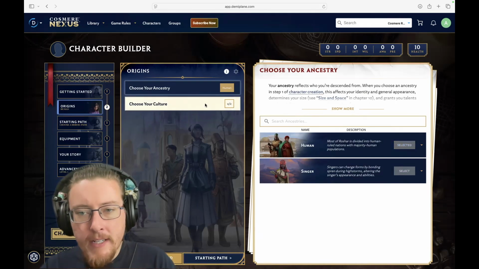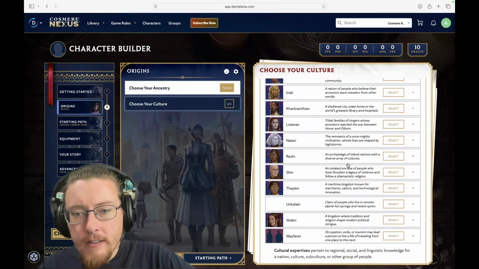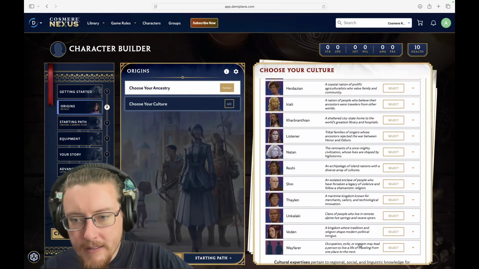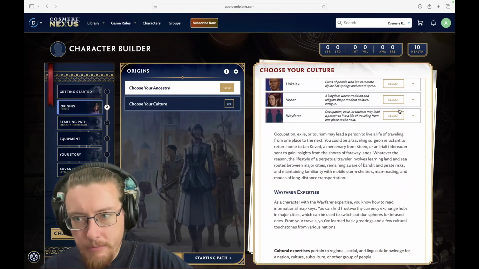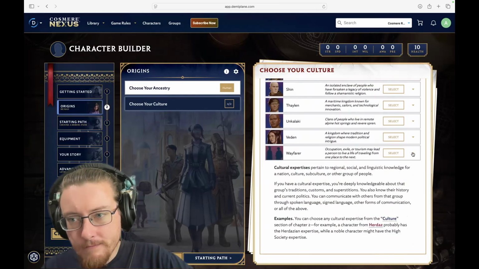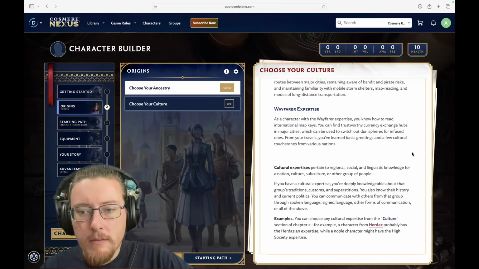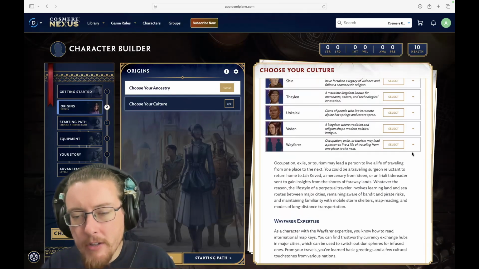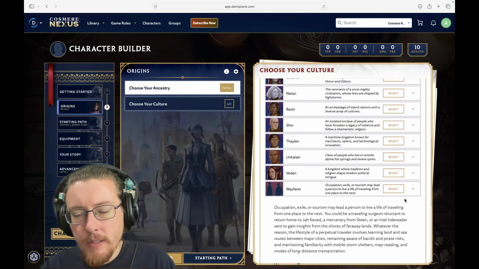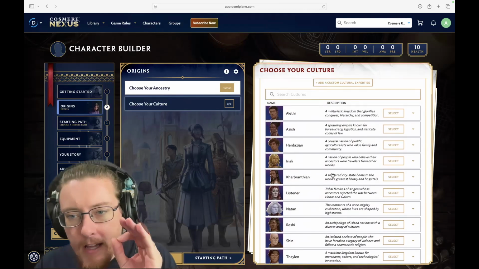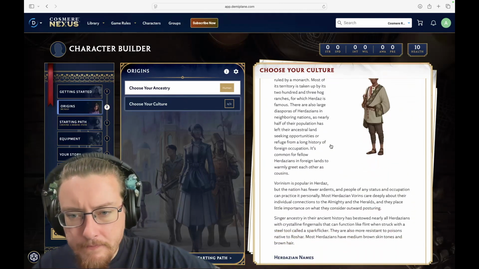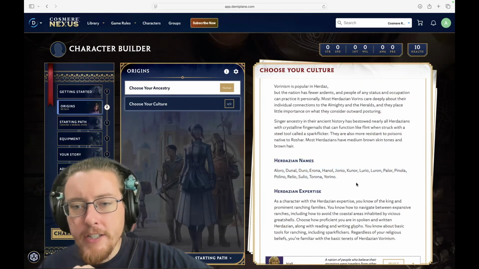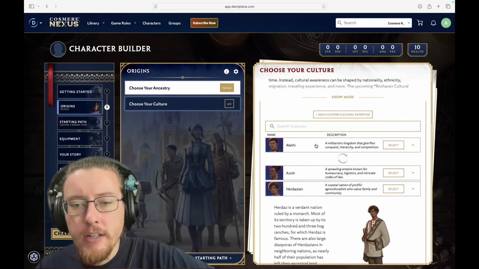I selected human, so now I get to choose my culture. Here, they have every culture that is on Roshar, plus Wayfarer, which could be part of the World Hoppers, right? So if you're wanting that kind of little, maybe bigger Cosmere connection going on with your character, maybe choose Wayfarer. But let's take Herdazian, okay? The reason I came here is they have a list of traditional Herdazian names, right? And they have this for each culture.